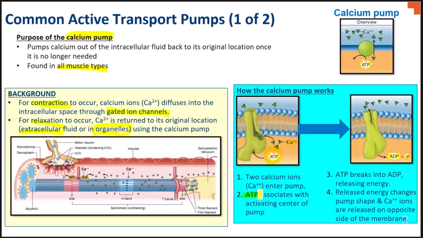Now, ATP is just a form of stored energy. We've talked about how ATP needs to break down into ADP in order to release its energy. And when this happens, you can see the ADP here plus an inorganic phosphate, and it's going to allow for the actual movement of these calcium ions, in this example, out of the cell and back into the extracellular fluid where it was to begin with.